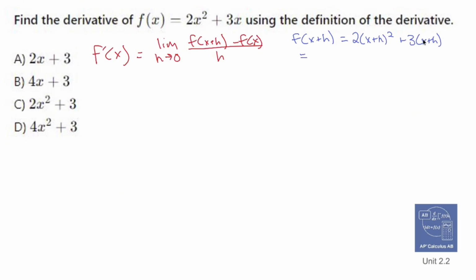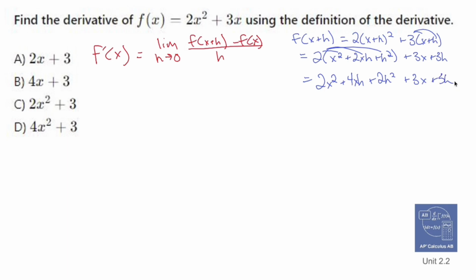Now, this is a perfect square trinomial, so the 2 remains out there for now. X plus h squared becomes x squared plus 2xh plus h squared, right? Distribute. So you become 3x plus 3h. And then when I distribute the 2 to all of that, I get 2x squared plus 4xh plus 2h squared, and then 3x and 3h come along for the ride.